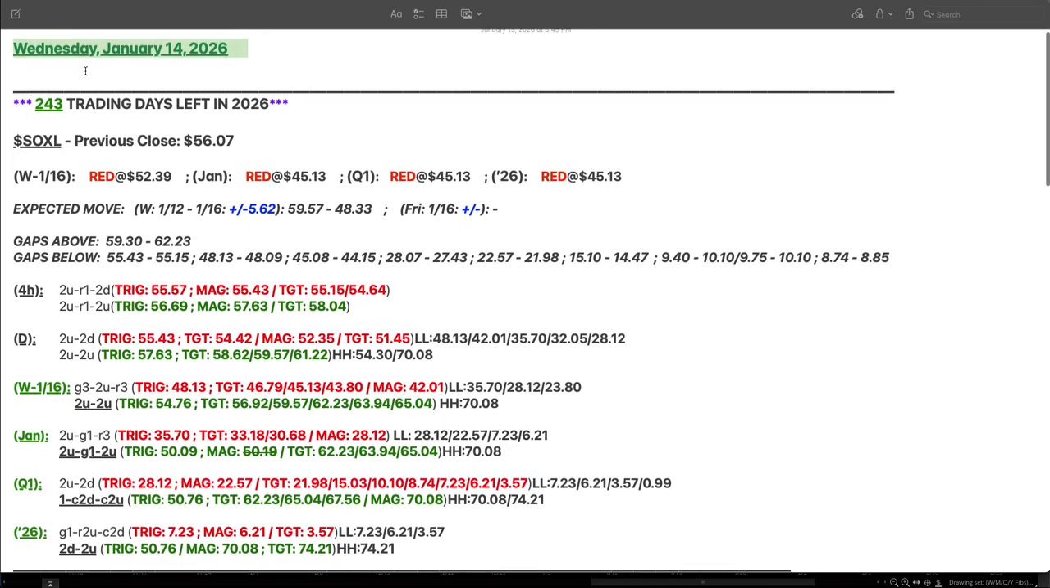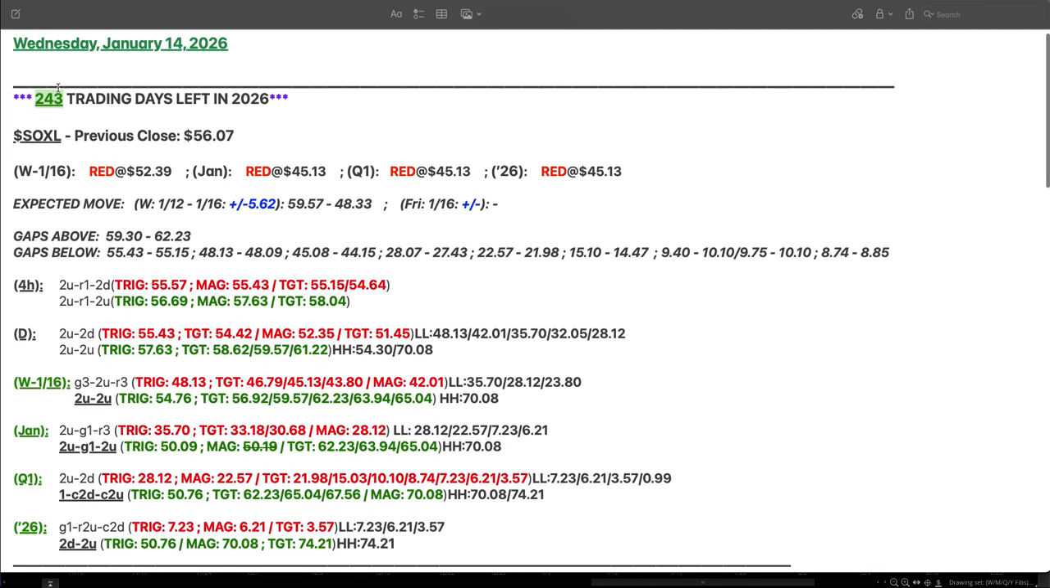Wednesday, January 14th, there will be 243 trading days left in 2026. The close price on Tuesday, January 13th was 56.07, and we know that the week turns red at 52.39, as well as the month, quarter, and year turning red at 45.13. We know the week's expected move from the market makers is plus or minus $5.62. If you're not familiar with that, check out our weekend video where we go into a deeper dive, giving us an expected range of 59.57 to 48.33.